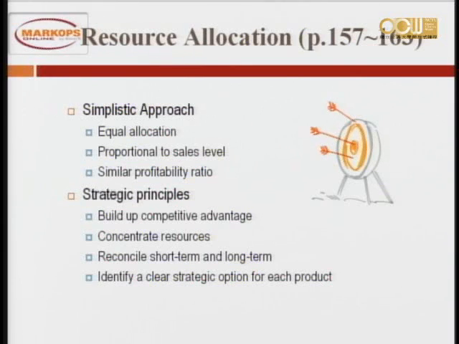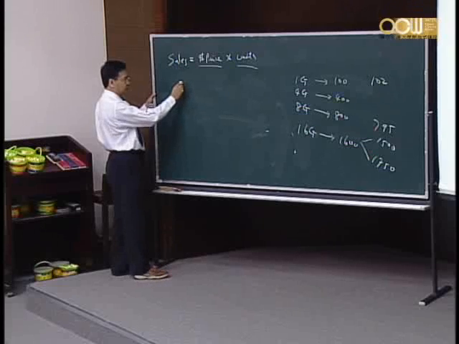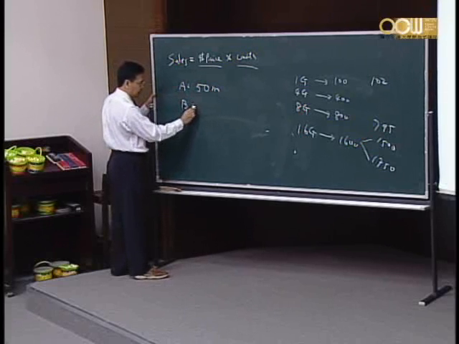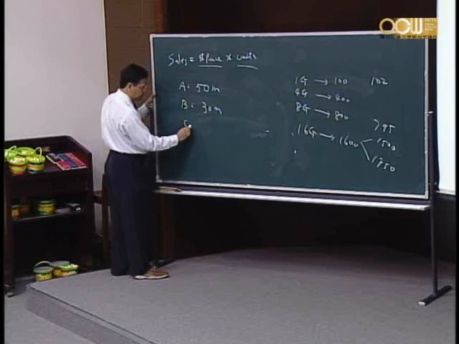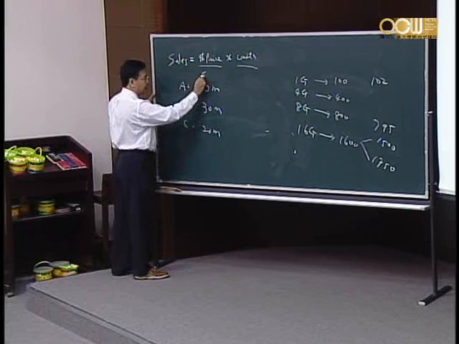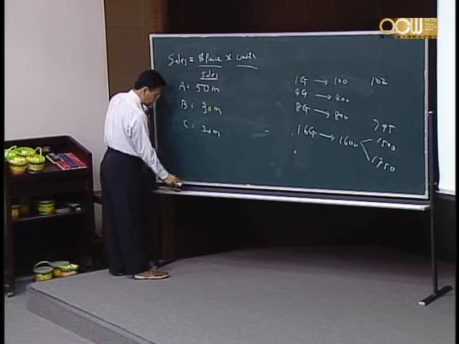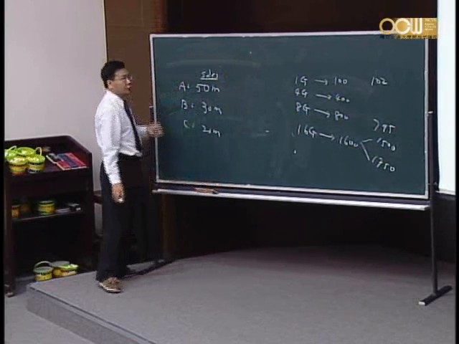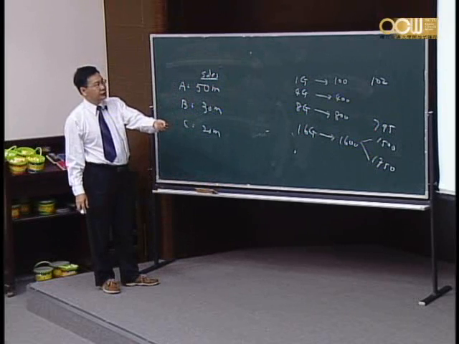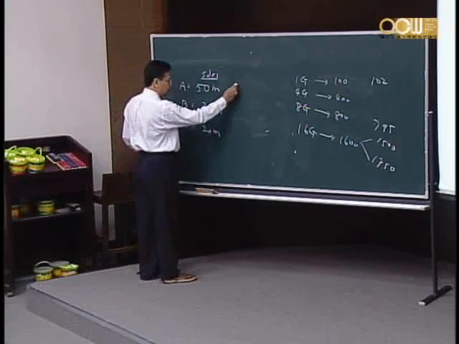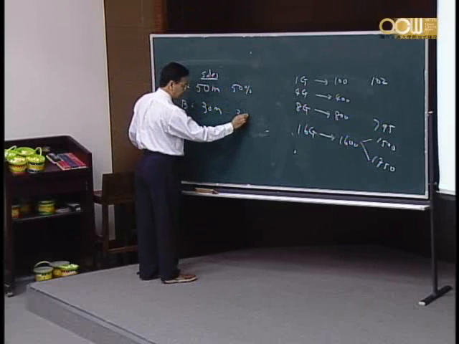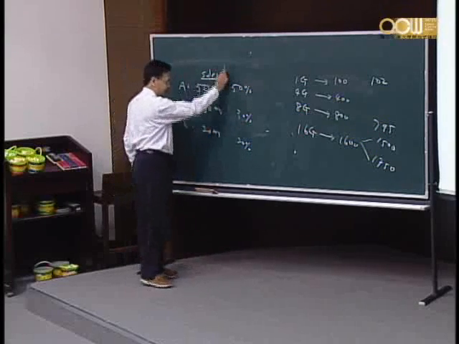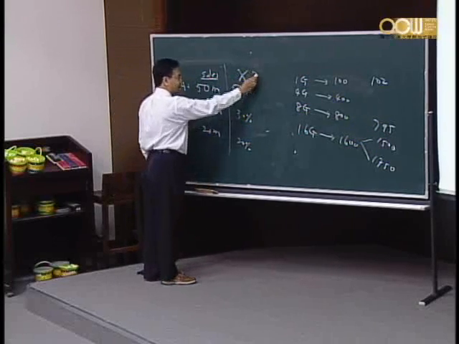The company has total sales of 100 million. Product A has 50 million, product B has 30 million, and product C has 20 million of the sales. So according to the second rule, proportion to sales level is very easy: 50, 30, and 20. But I said this is wrong. Why?